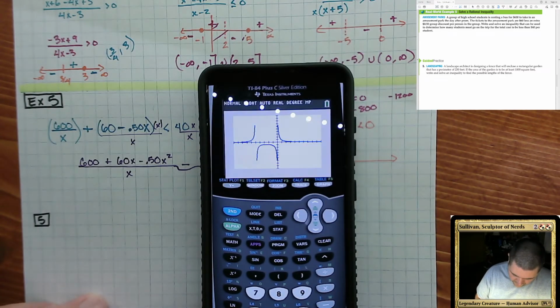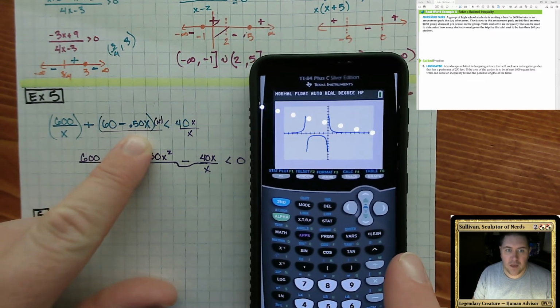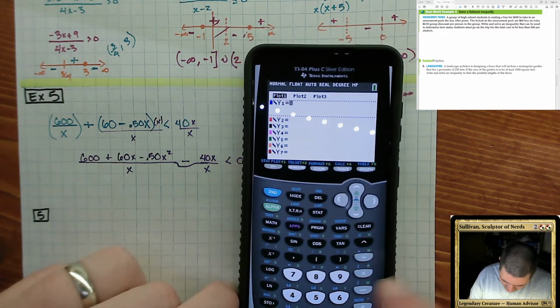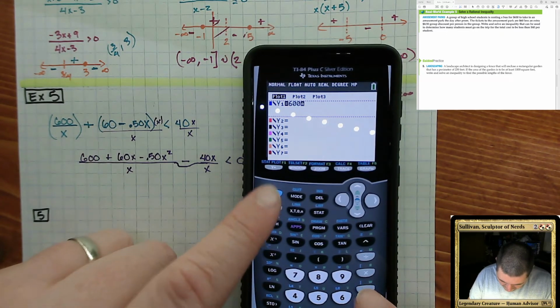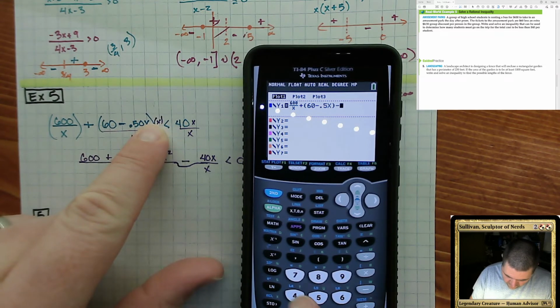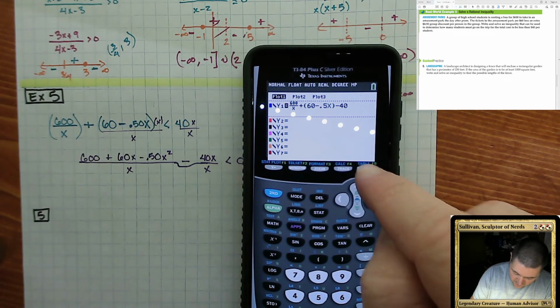Okay, so here. I'm actually going to come all the way back here, and I'm going to show you the easier way to do this. Y equals, clear. I've got 600 over x. Adding in their cost for the ticket is 60 bucks minus 50 cents per kid. I'll just subtract that 40 over, right there in line with it. And then graph it.